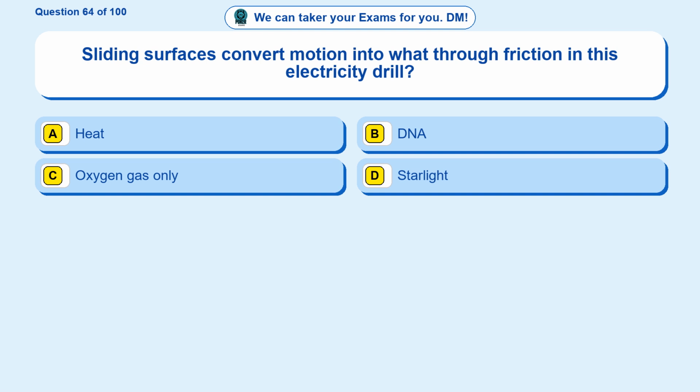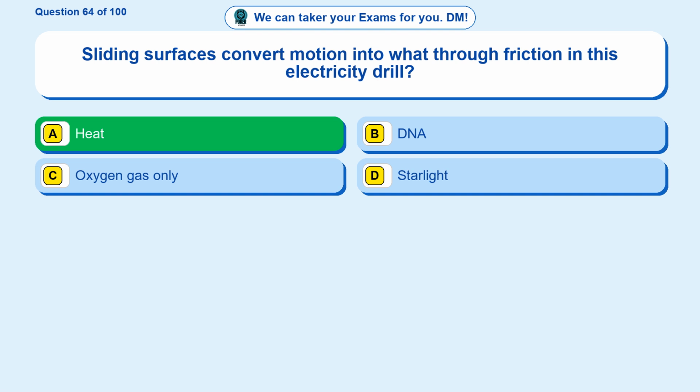Question 64. Sliding surfaces convert motion into what through friction in this electricity drill? Option A, heat. Option B, DNA. Option C, oxygen gas only. Option D, starlight. The correct answer is option A.